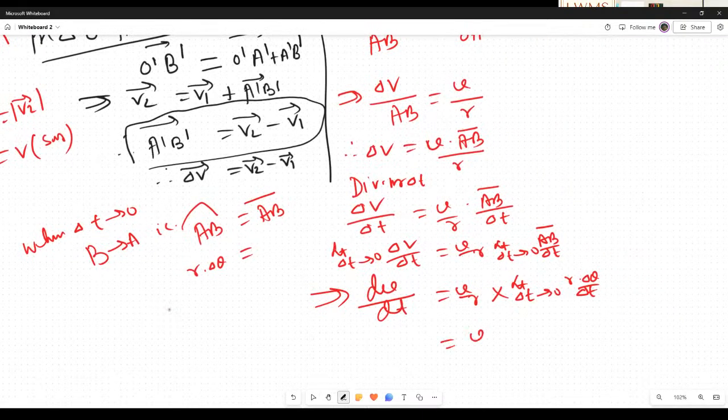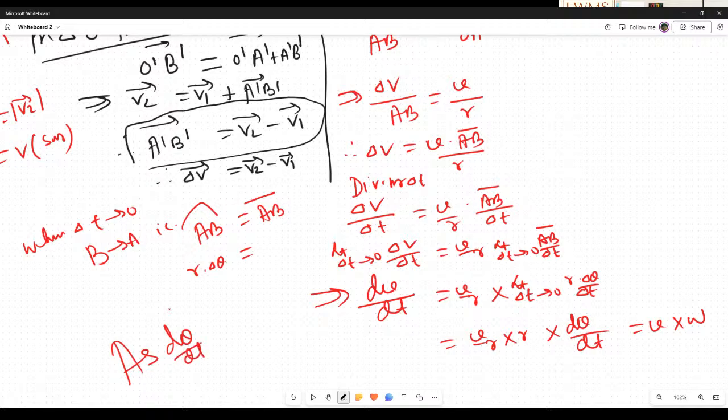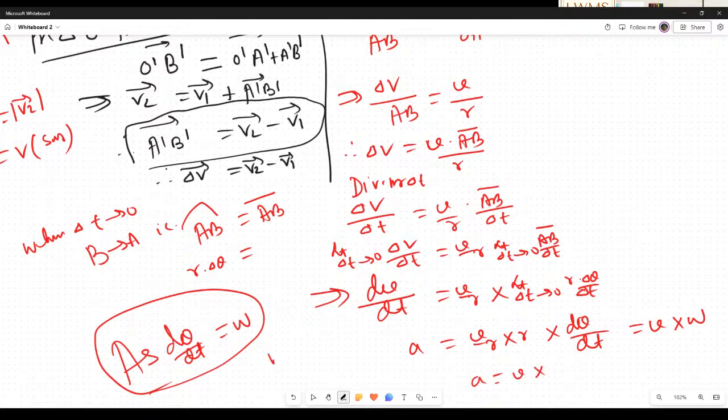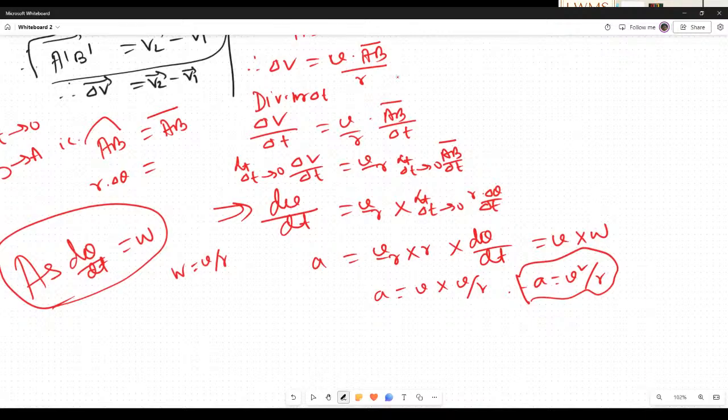Right side you have to simplify. V by R into d theta by dt. So V into omega, so this acceleration A equals V into omega, and the value of omega is V by R. So A is going to be V square by R. This is called centripetal acceleration.